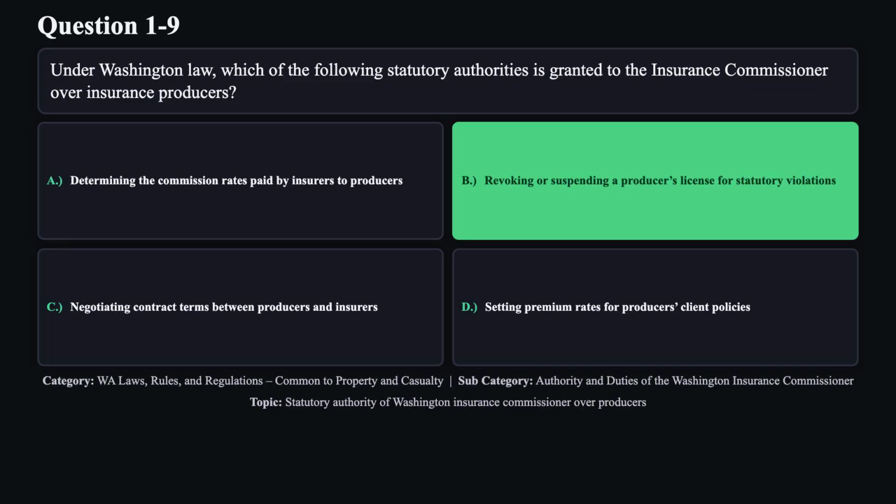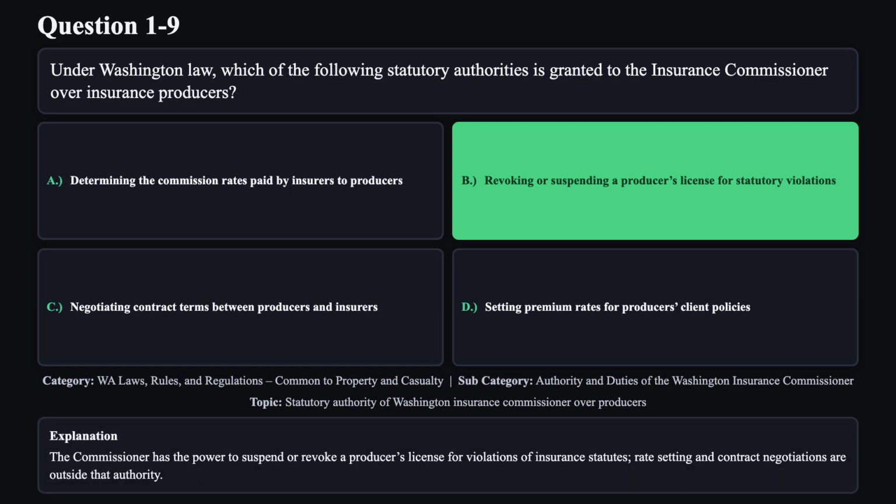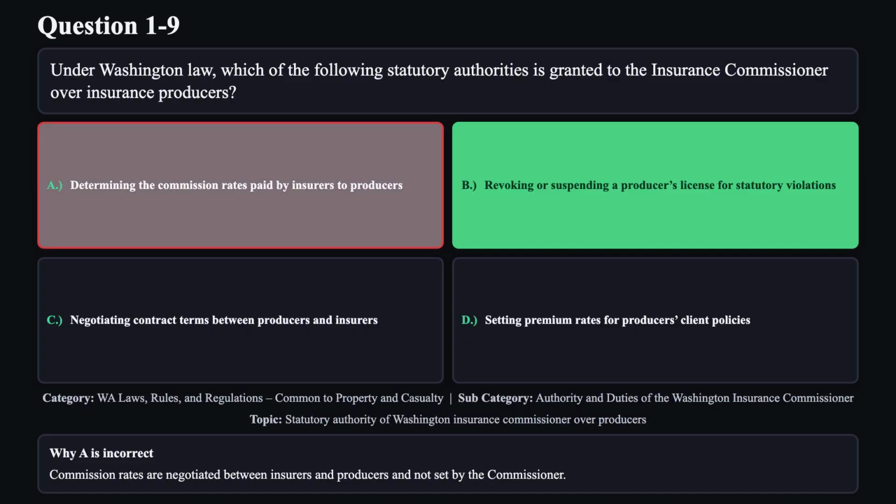The correct answer is B. The commissioner has the power to suspend or revoke a producer's license for violations of insurance statutes. Rate setting and contract negotiations are outside that authority. Reason A is not correct. Commission rates are negotiated between insurers and producers and not set by the commissioner.